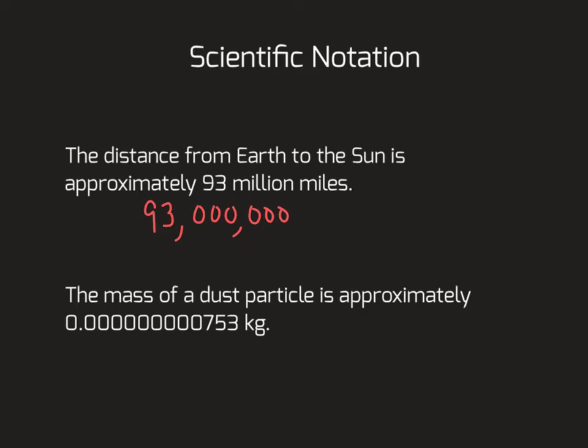Or on the other side of the spectrum, the mass of a dust particle is approximately 0.00000000753 kilograms. Right, so a really small number. Sometimes it's hard to picture how small of a number that is. I mean, we can see all the 0.0000000, but how would you want to write that over and over, or is there a better way? Scientific notation actually is the better way. So let's get into it and let's see how it works.